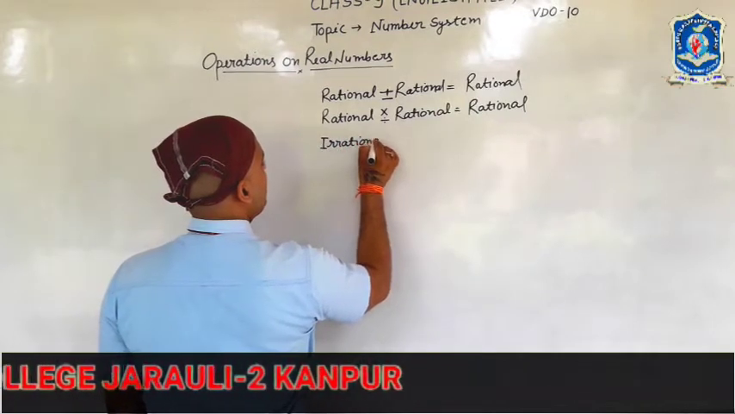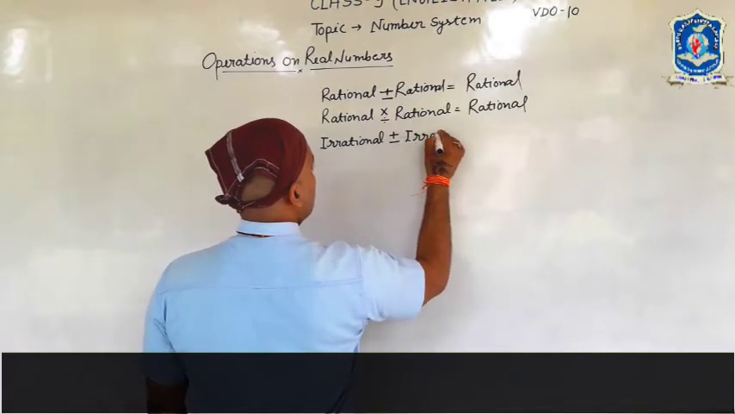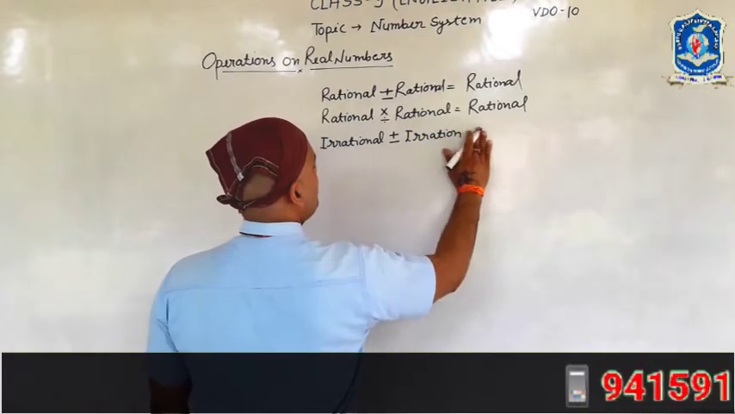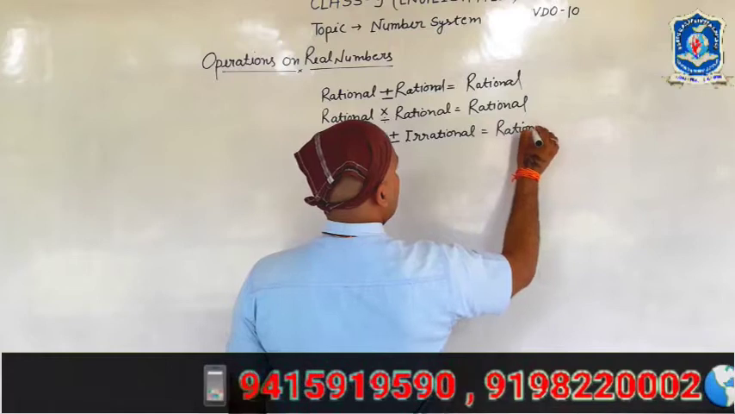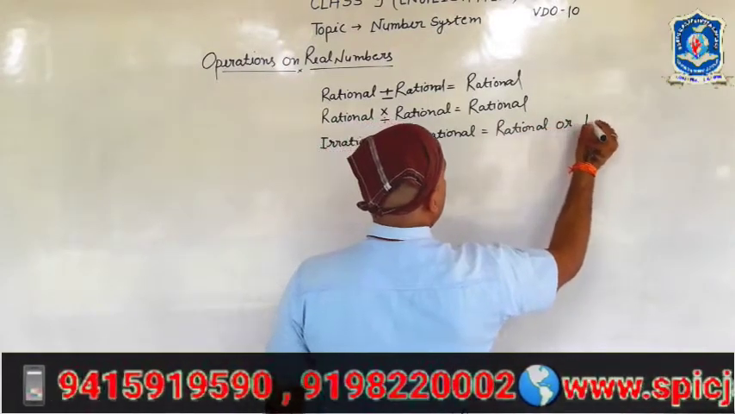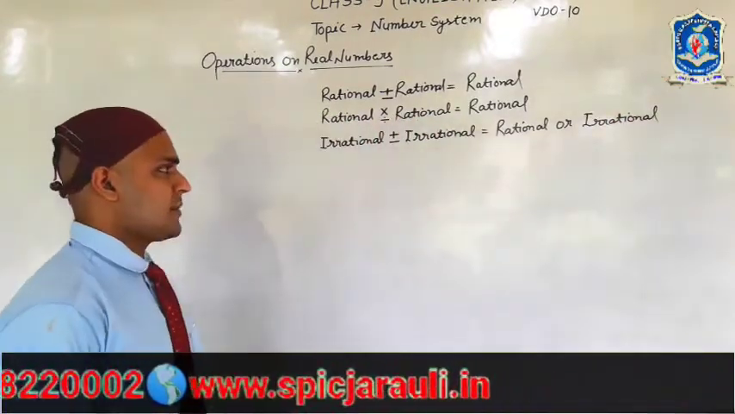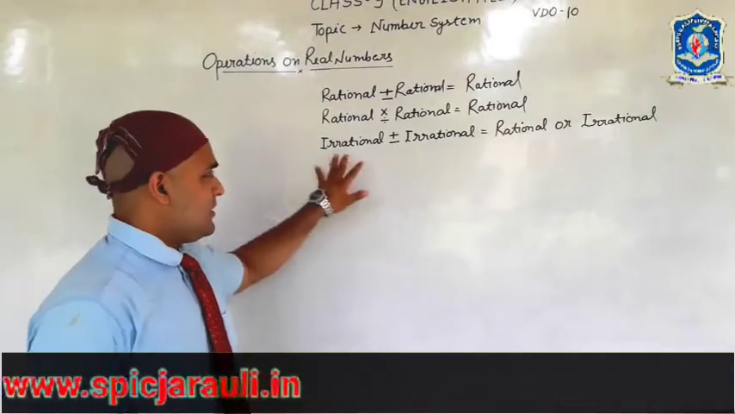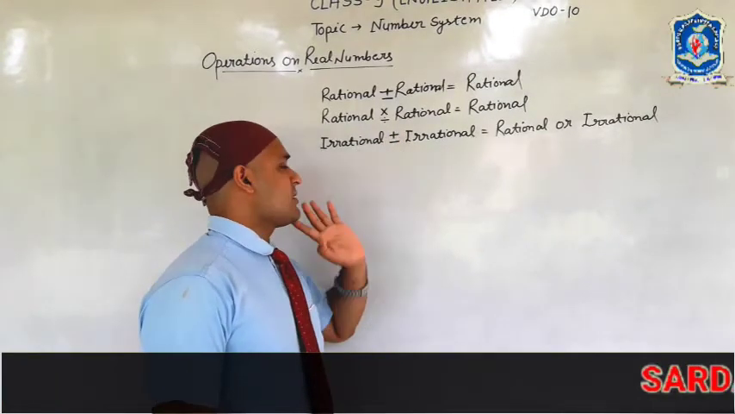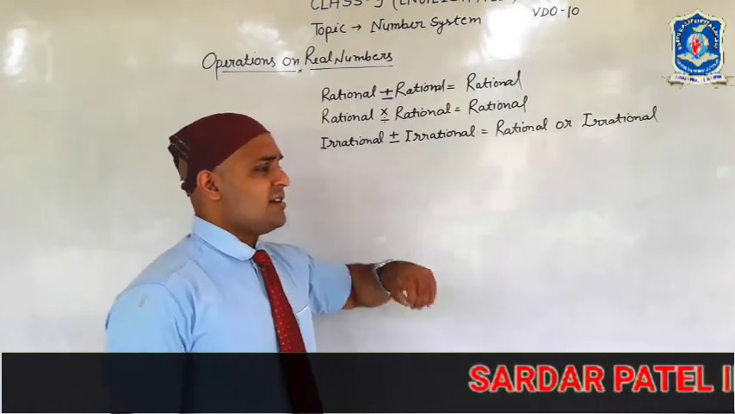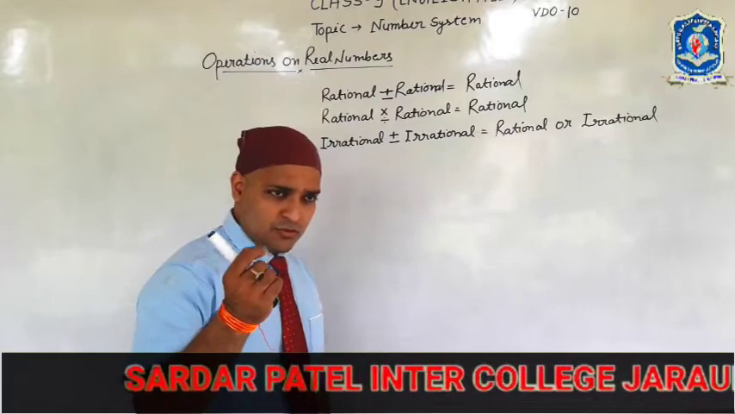irrational plus irrational is equal to rational or irrational. Understand? It means that if we add or subtract two irrational numbers, the result may be rational or irrational. I am giving you an example.